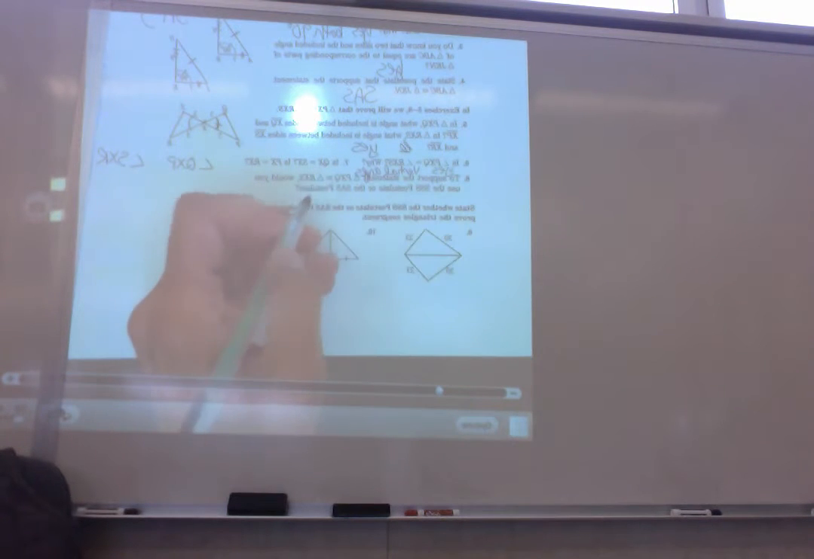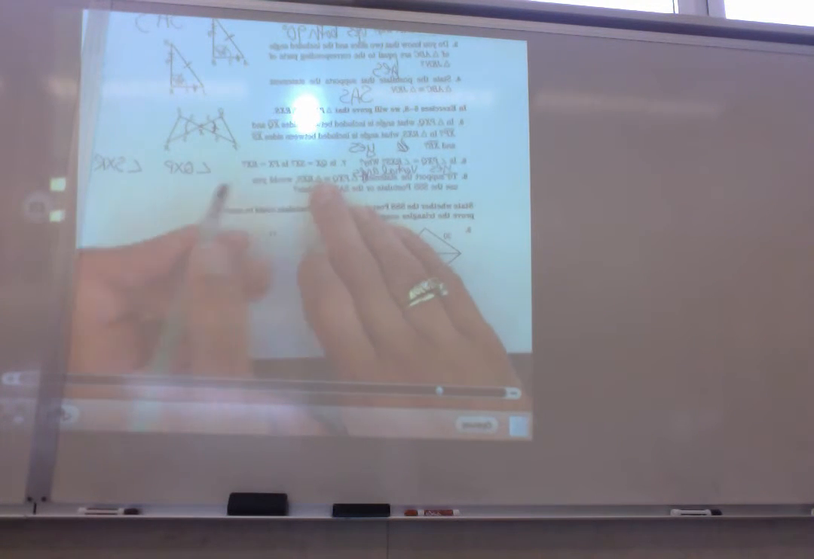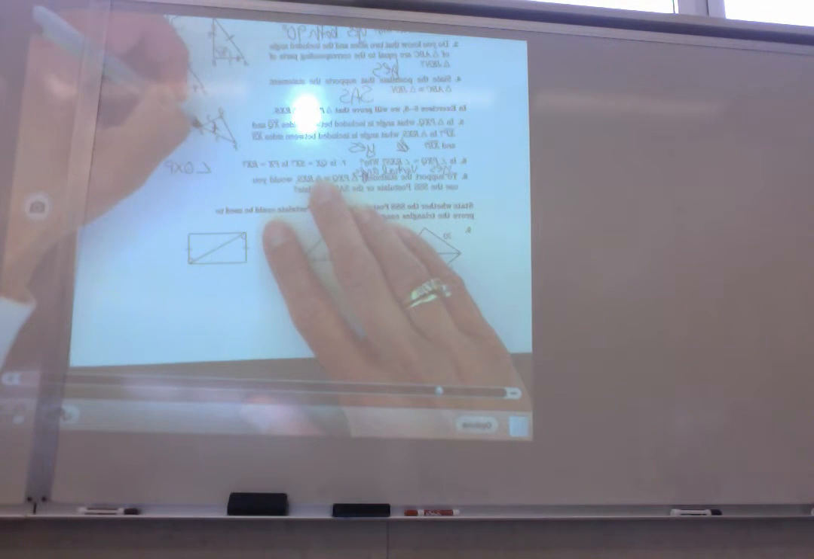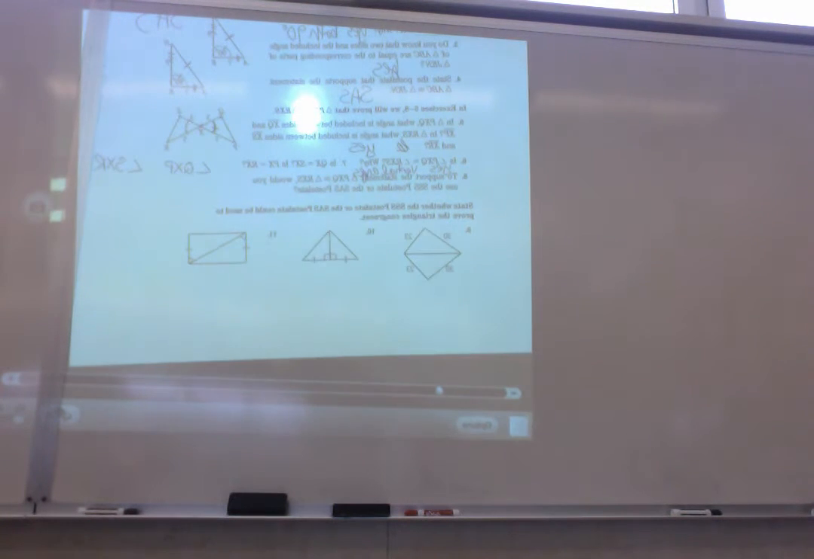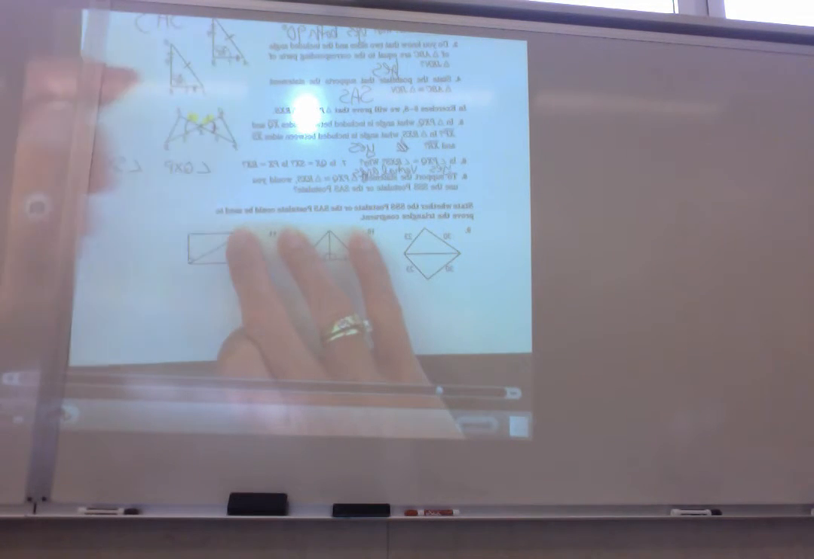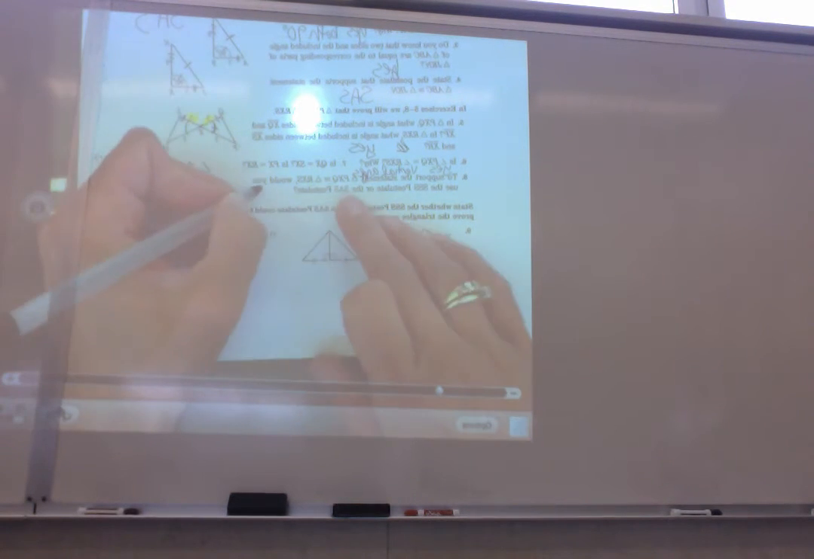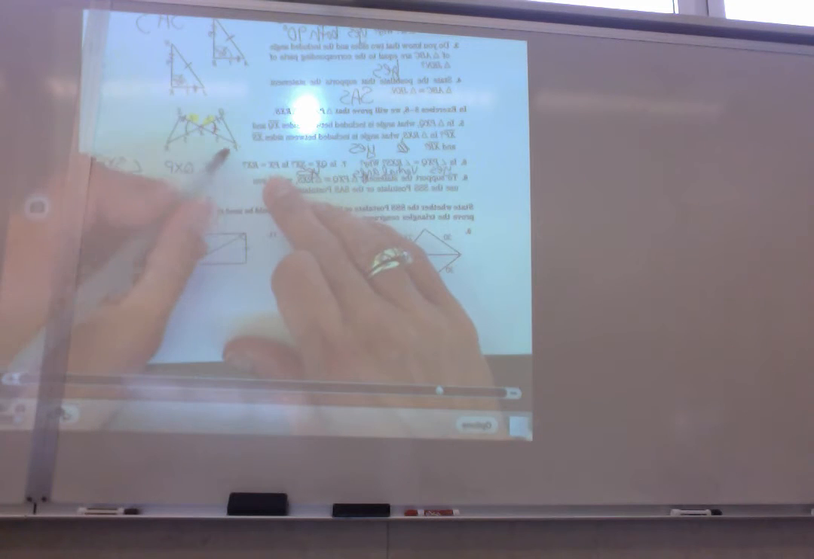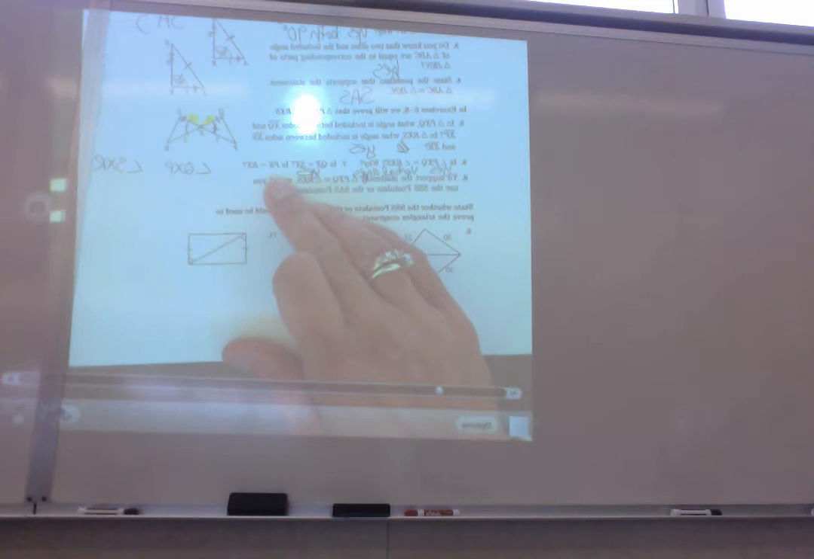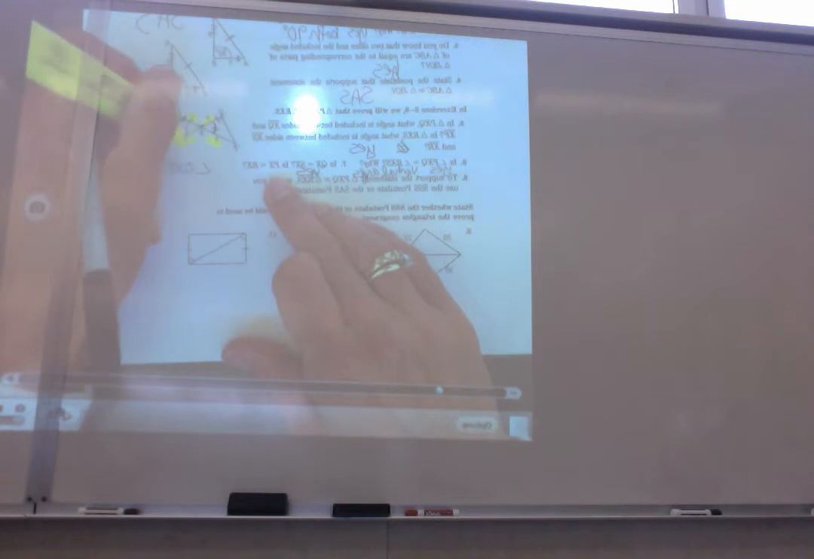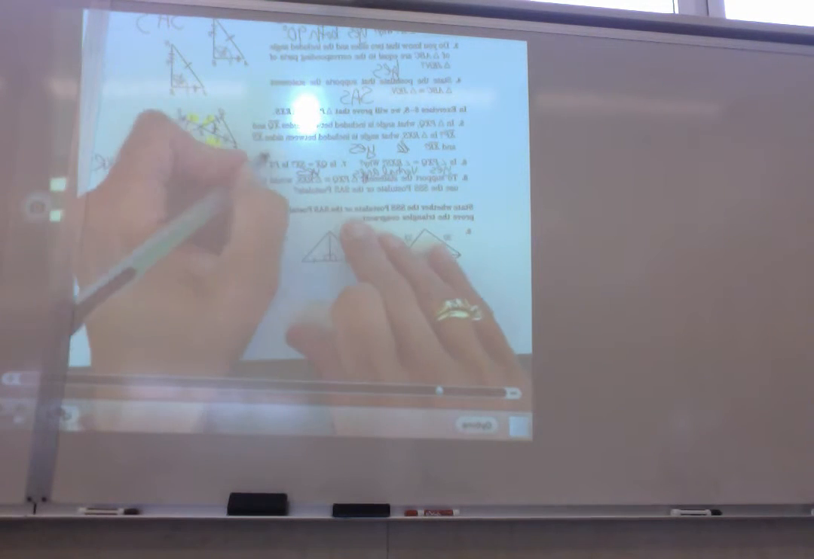Is QX equal to SX? Here's QX, here's SX. Yes. How do you know that? What do we see that tells us they're equal? 3 and 3, so I can say that is equal to that. PX, is that equal to RX? Yes. How do we know that? 5 and 5, so that side is equal to that side.